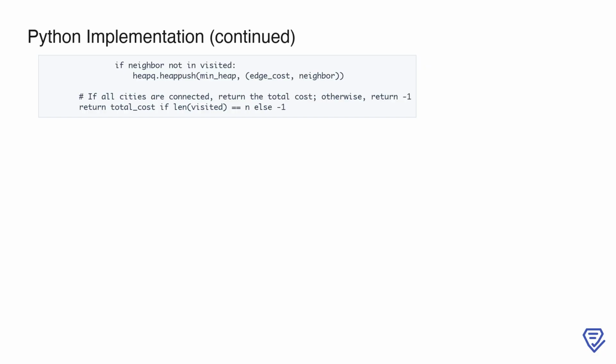Once all cities have been processed, we check if the number of visited cities matches the total number of cities, n. If they do, it means we've successfully connected all cities, and we return the total_cost. However, if not all cities are reachable, the graph is disconnected, and we return -1 as specified in the problem. This approach ensures that we find the minimum cost to connect all cities, provided it's possible, using a greedy algorithm based on Prim's minimum spanning tree method.